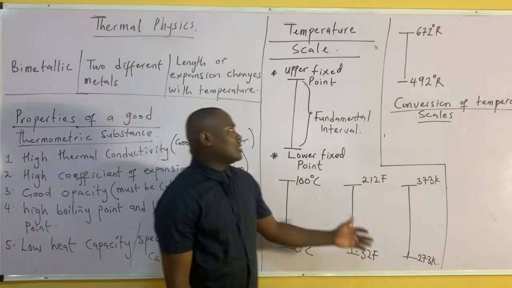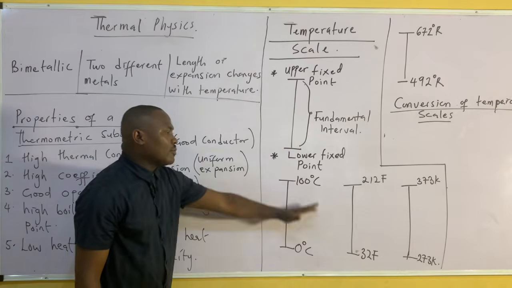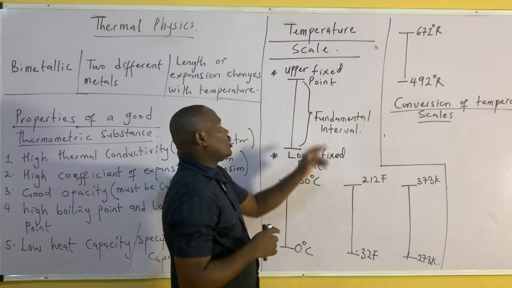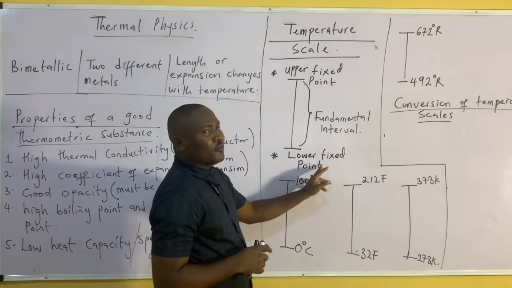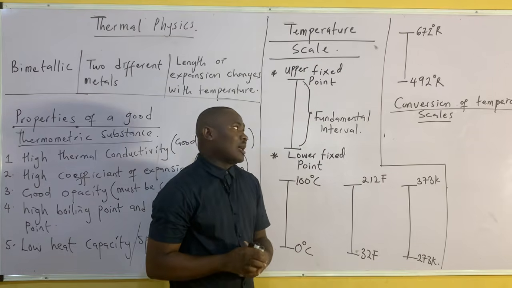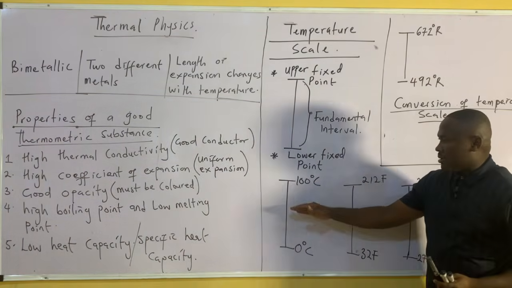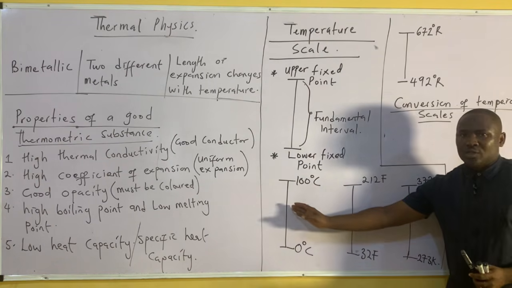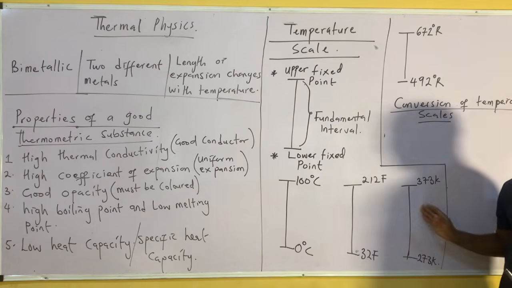So all of these are various kinds of thermometers or temperature scales, with an upper fixed point and a lower fixed point. Remember, the upper fixed point is also called the point of boiling steam, while the lower fixed point is called the point of melting ice. Now we're going to look at how these scales can be compared, a Celsius scale to a Fahrenheit scale or a Celsius scale to a Kelvin scale.